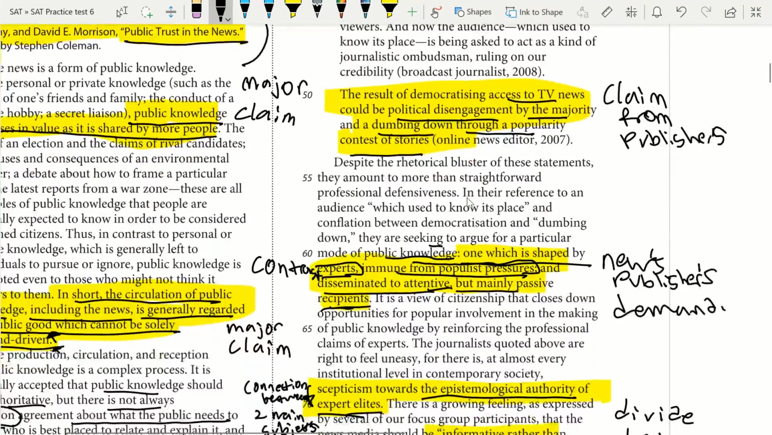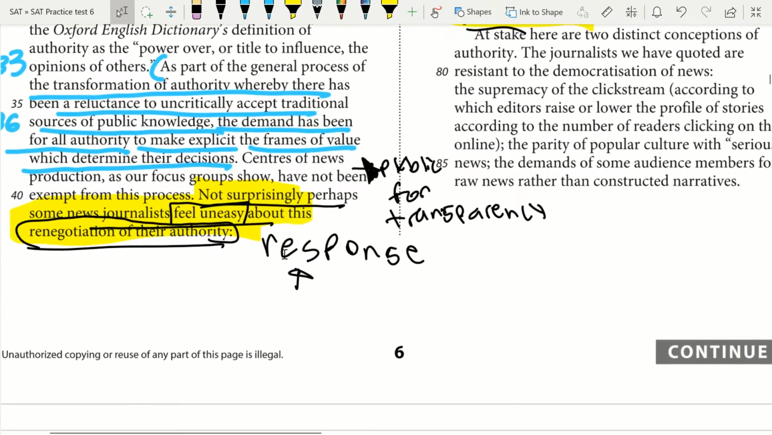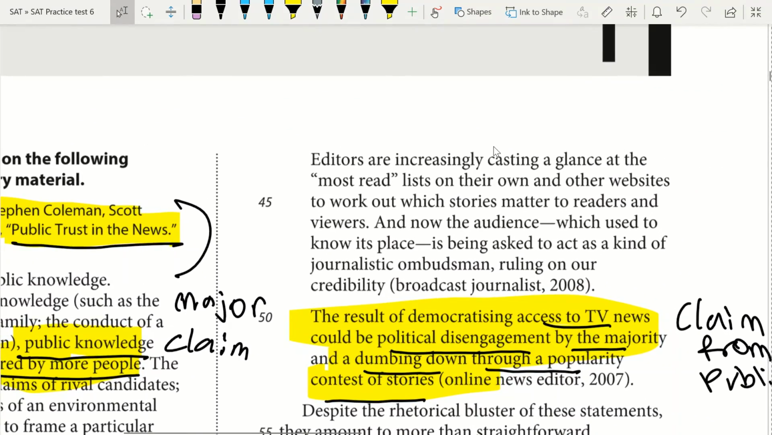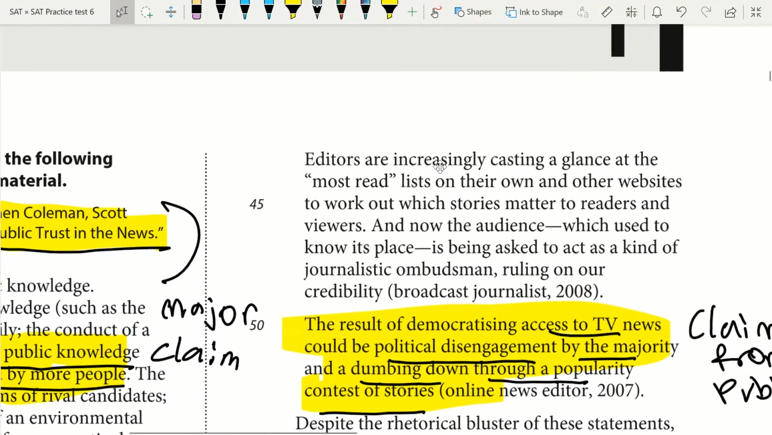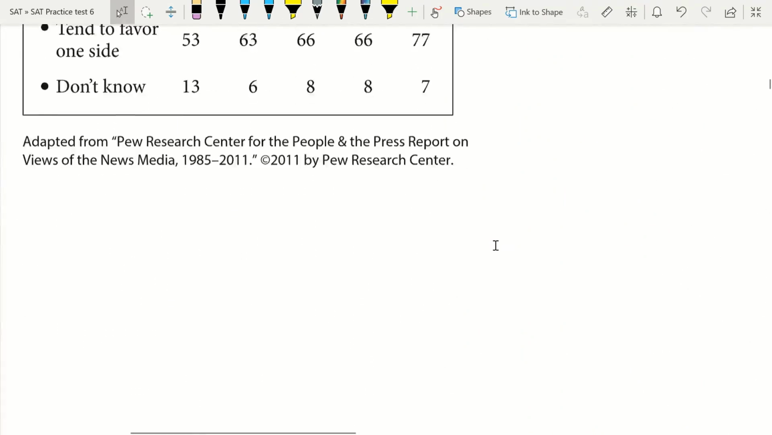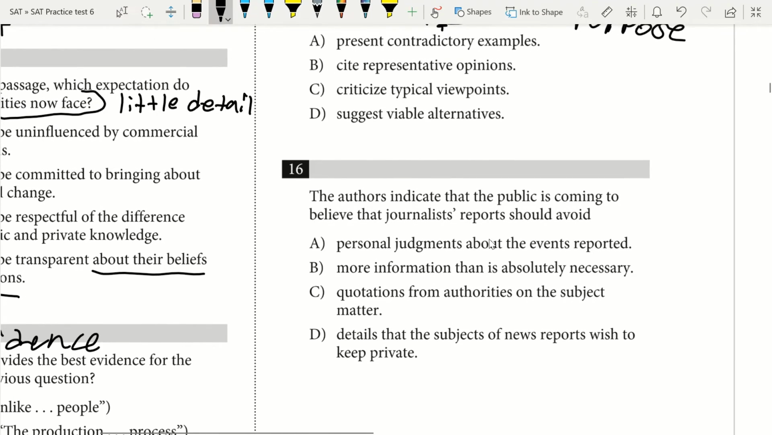Right, we go back down here. We've got, not surprisingly, perhaps some news journalists feel uneasy about the renegotiation of their authority. Then we're talking about the opinions of a news organization about that renegotiation of what they're supposed to do. Okay, so we're really citing a representation of what claim we just made. So let's see what we got in our options here. Or I guess it's 15, isn't it?